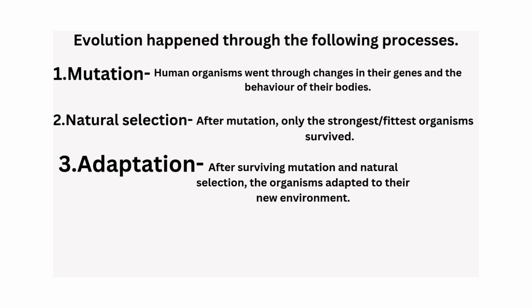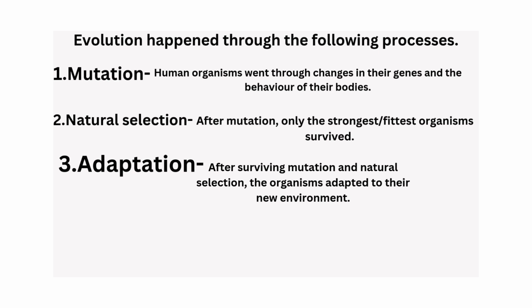Then you have the second thing, natural selection. What is natural selection? After mutation, only the strongest or fittest organisms survived. The organisms that were able to survive in a particular environment, those are the ones that survived. If we had a weak organism that was not fit to live at that particular time, definitely such organisms disappeared. In short, they became extinct.